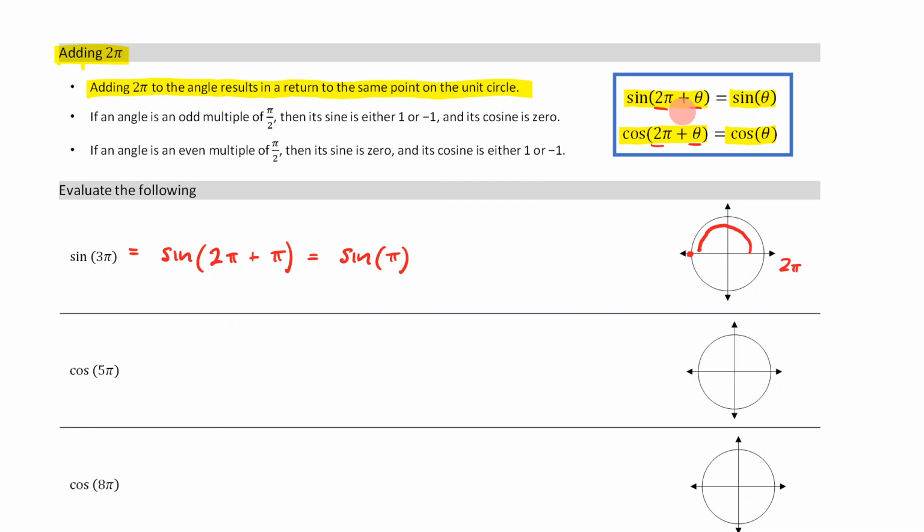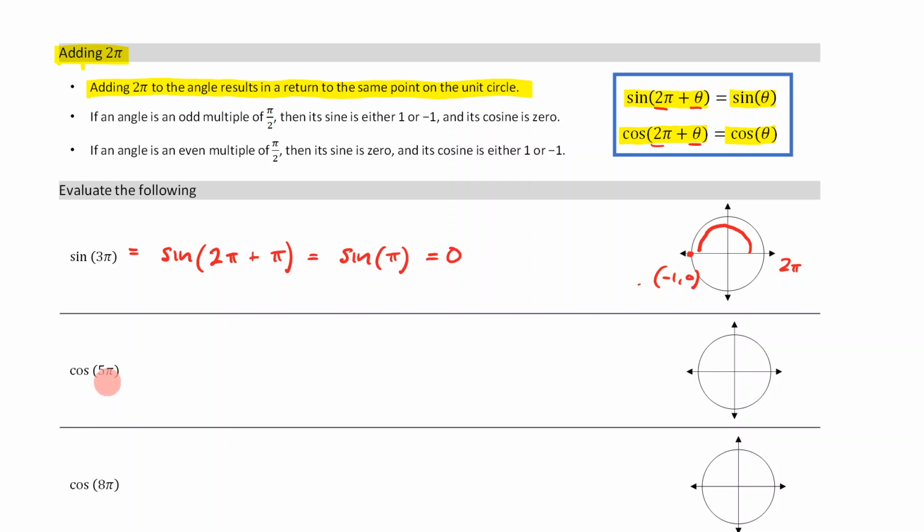And this is what this rule is telling me, that if you've got a multiple of 2 pi in your angle, you can just ignore it and just consider what that theta value is going to be. So in this case, it's just what's sine of pi. And we know that that's taking me to this point over here, which is -1 and 0. And sine of pi is telling me that I'm looking at my y value, so it's going to be equal to 0 right there. So that's how we're thinking through these problems.